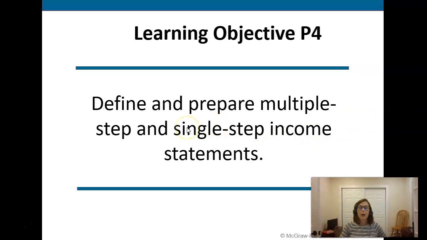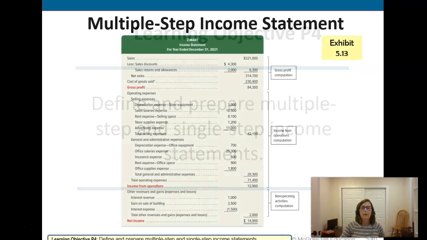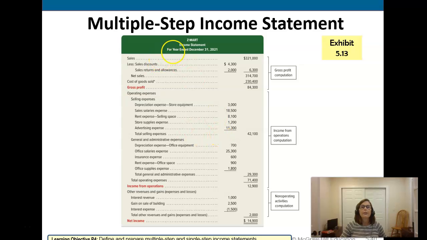We prepare either a multi-step or single-step income statement, depending on your preference. This is a multi-step. So we start here with sales, then we have our discounts, net sales, cost of goods sold, we get to our gross profit, and then we roll right into our operating expenses, and then we've got other revenue and expenses, and then we get to our net income at the bottom. That is the multi-step. So we've got several steps along the way.